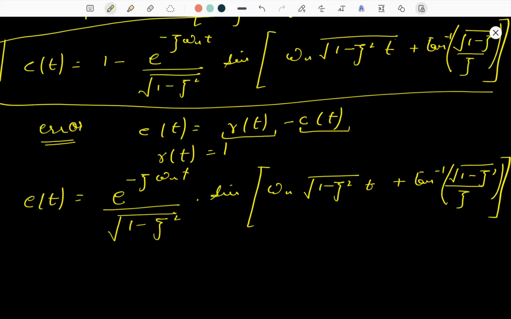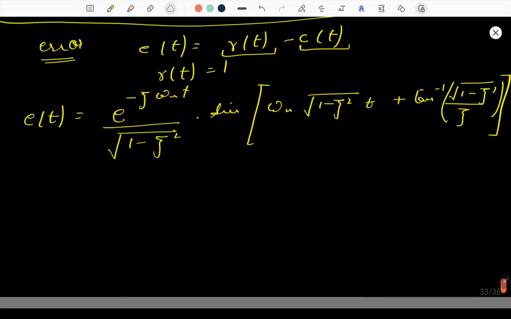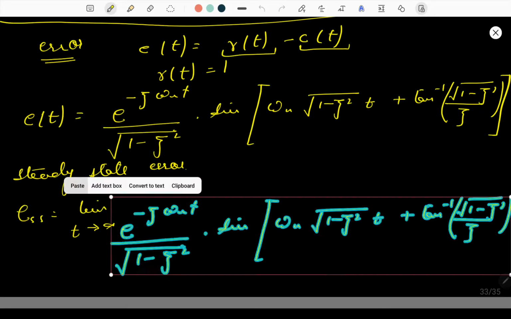Okay, so what is the steady state error? Steady state error is simply obtained when we put the limit t tends to infinity. All right, so steady state error can be written as e_ss, which will be equal to the limit t tends to infinity. Okay, and the value of e(t) is over here. Just paste that value.